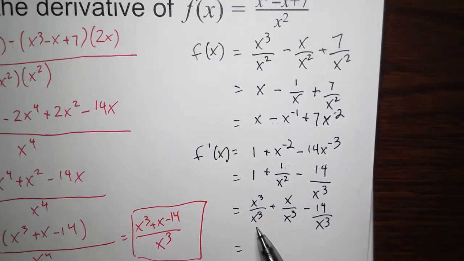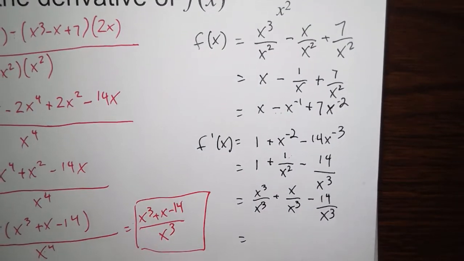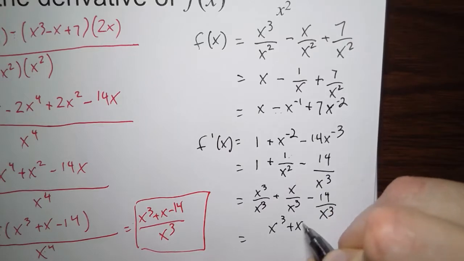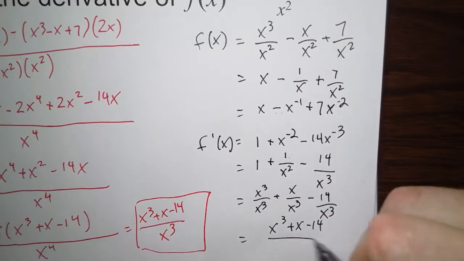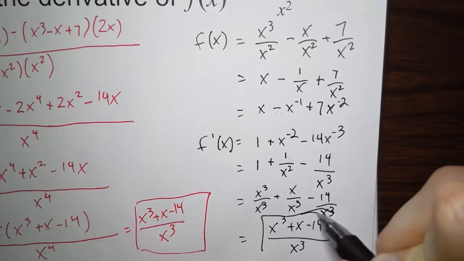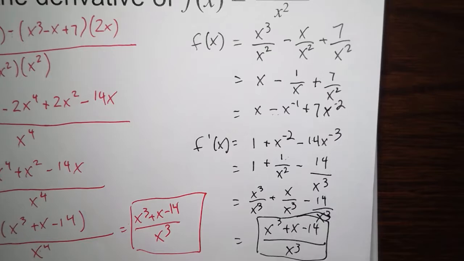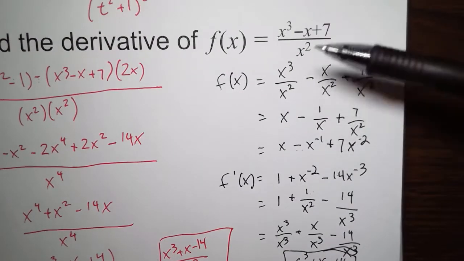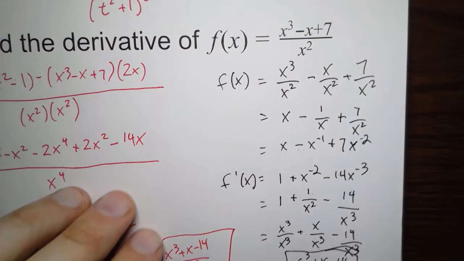And so what we have is three fractions, each with the same denominator. So we can write that as x cubed plus x minus 14 all over x cubed. And there we go. It matches. So we could have used quotient rule, but we didn't have to. It's good to know when you can avoid having to use quotient rule. Let's go on to the next one.